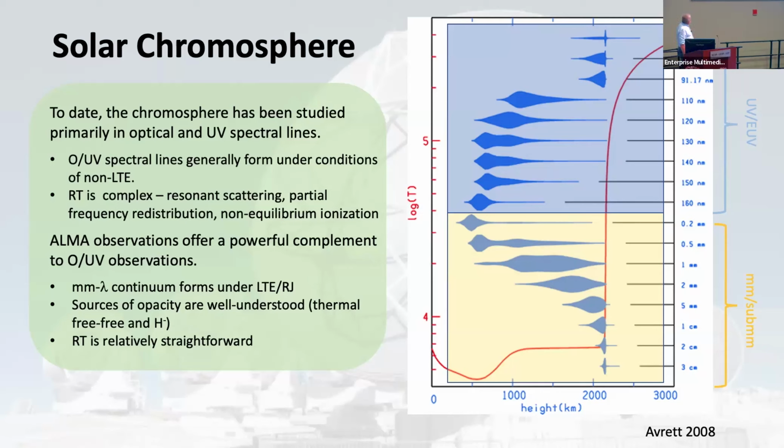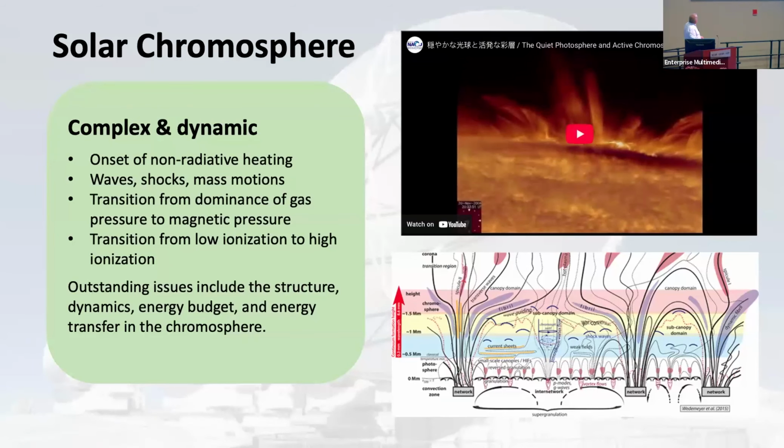In contrast, something like ALMA offers a powerful complement, because as we discussed, the millimeter continuum forms under conditions of LTE, thermodynamic equilibrium, and we're in the Rayleigh-Jeans regime. So we have the simple linear thermometer when we're optically thick. There are complexities I'm sweeping under the rug. And the radiative transfer is pretty straightforward. We're not dealing with lines, levels, resonances, and so on, which is good because, let's see if this will work.